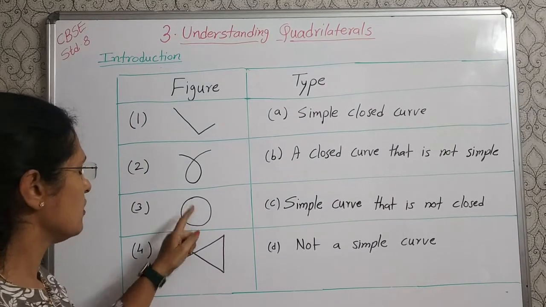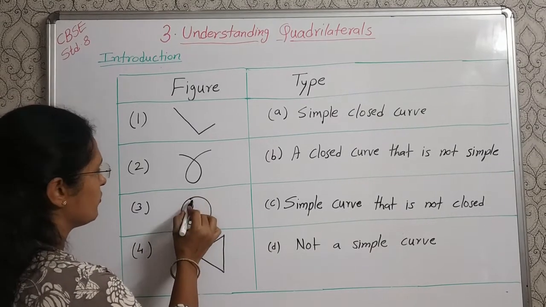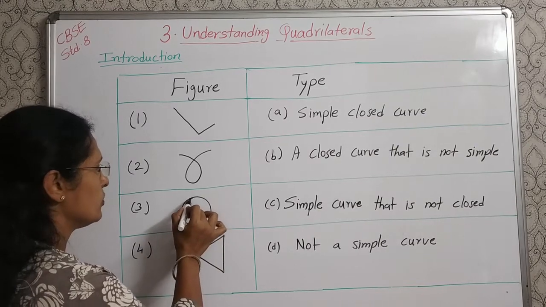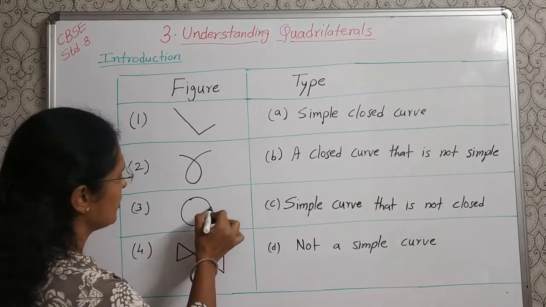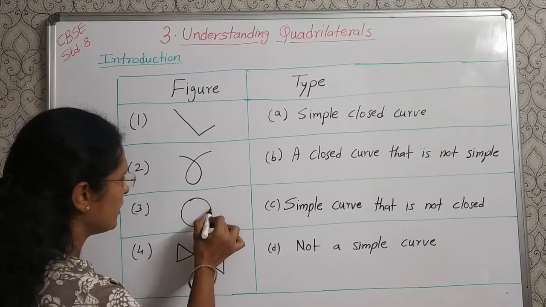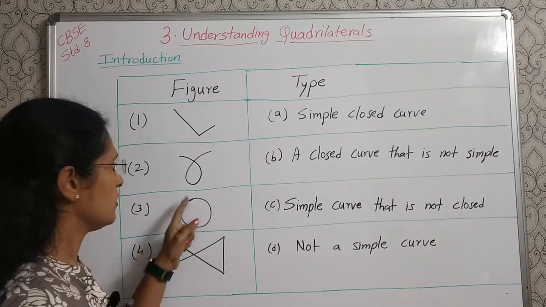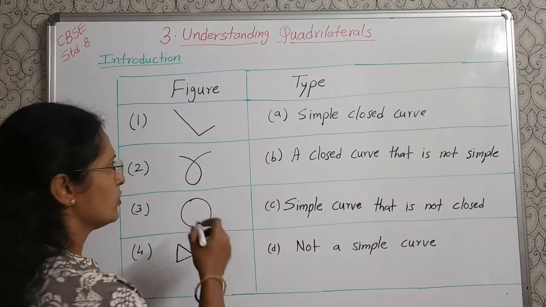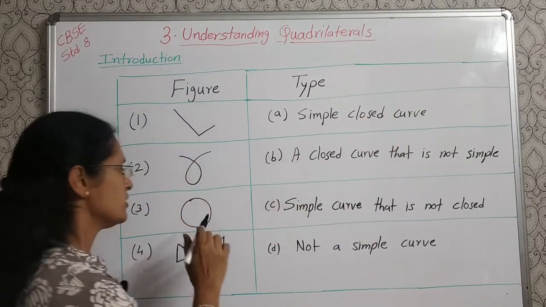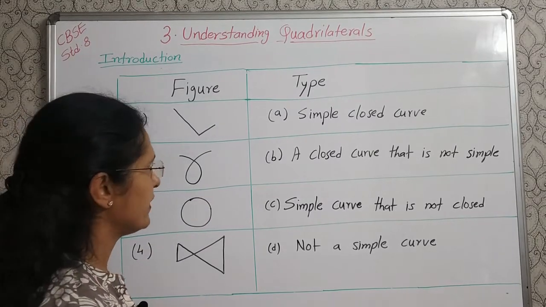Like here in the circle, if you start from here, drawing the circle, you again come here. So now here this is the starting point. You can even start from here. So this will be starting point and even the ending point will be same. So we don't know exactly from where this circle has started. So simple means nothing is overlapping, and closed means the starting and ending point is same and we don't know exactly where it starts.